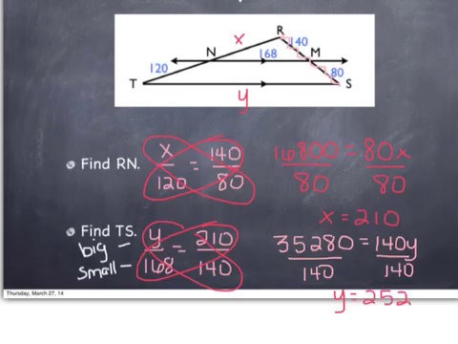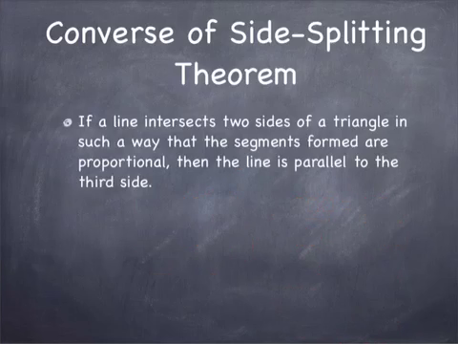Okay. So again, when you're looking at the sides that are not being split by that parallel line, you have to use the entire side length, not just the pieces. You have to use the entire side length with the short side length. Okay, we'll do some more practice with that in class for sure.